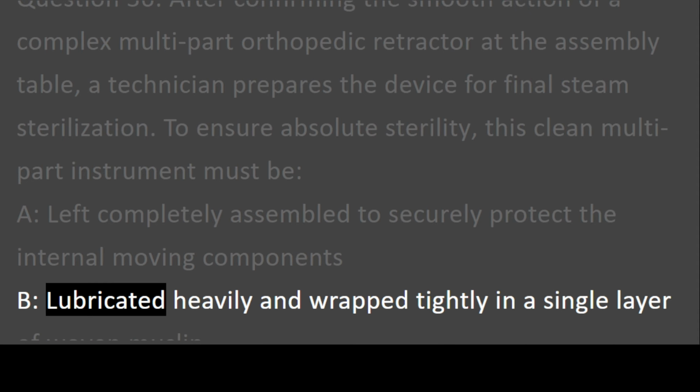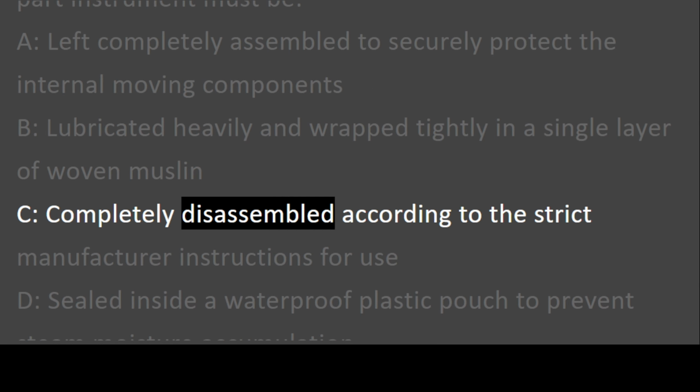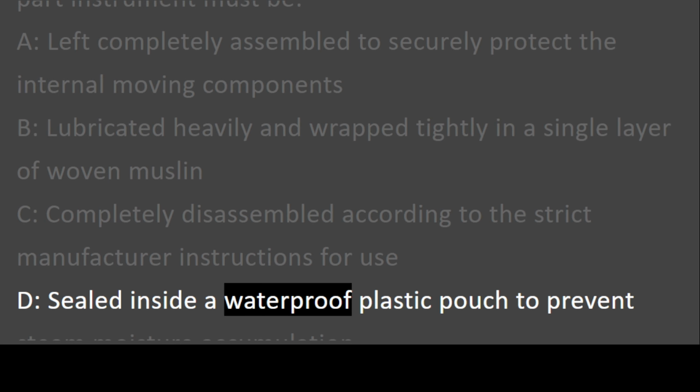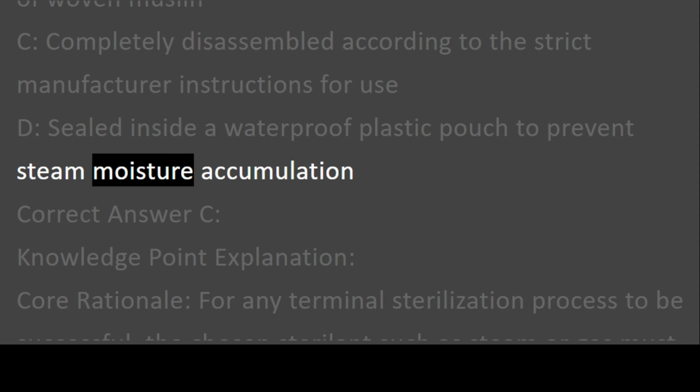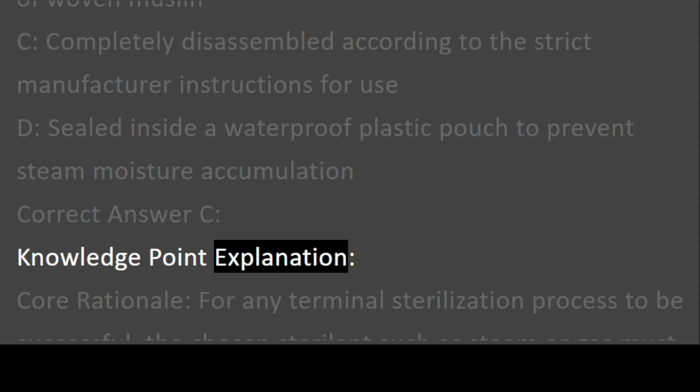B. Lubricated heavily and wrapped tightly in a single layer of woven muslin. C. Completely disassembled according to the strict manufacturer instructions for use. D. Sealed inside a waterproof plastic pouch to prevent steam moisture accumulation. Correct answer C. Knowledge point explanation.